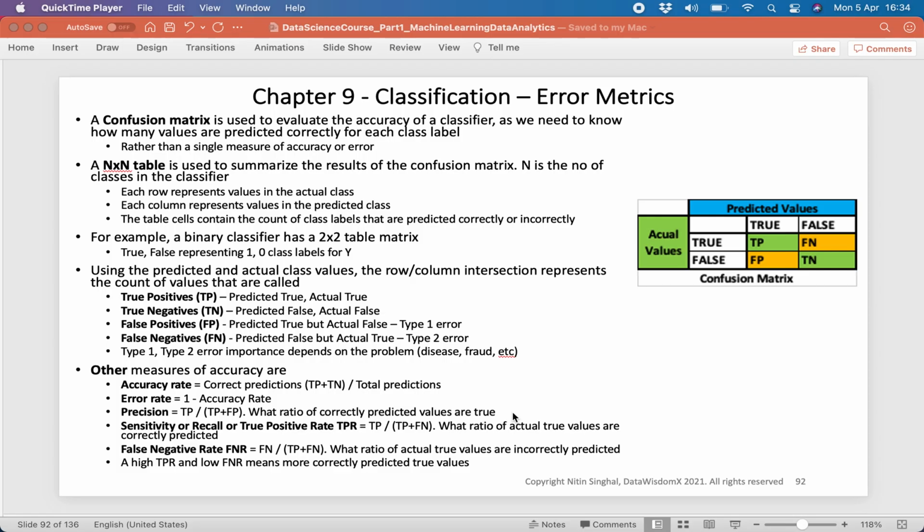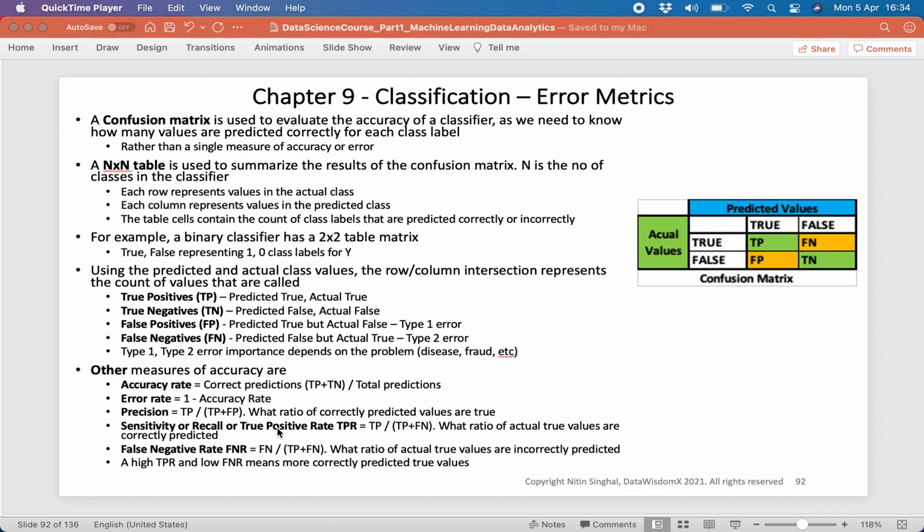Precision is the true positives divided by true positives plus false positives. So effectively, what you're calculating is how many of your predicted true values are correct. So if you look at the true column for the predicted values, TP is your correct predictions and FP is your incorrect predictions. So if you just take the ratio, you'll get the precision.